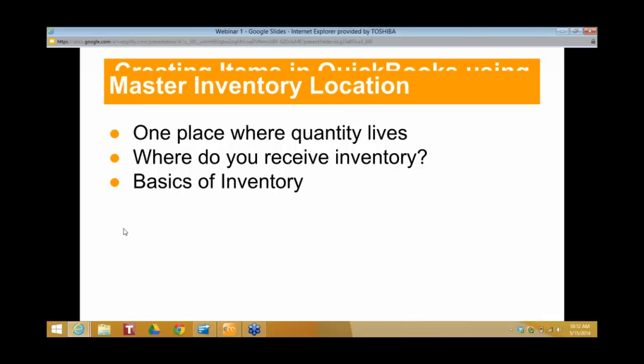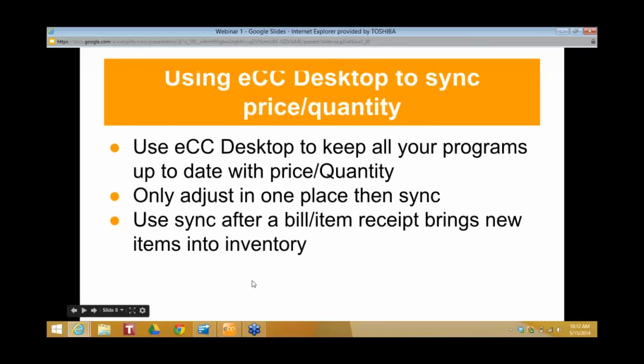Let's go over some basics of inventory. Inventory is increased when you receive items. Inventory is decreased by sales. Building assemblies increases the quantity of items that are part of materials and increases the quantity of finished goods that have been created. Inventory adjustments can increase or decrease quantity, but these should only be used in specific scenarios. Once you have picked the master location, how do you sync your quantity to other locations? eCCDesktop can push information from one program to another. Let's see how that works.